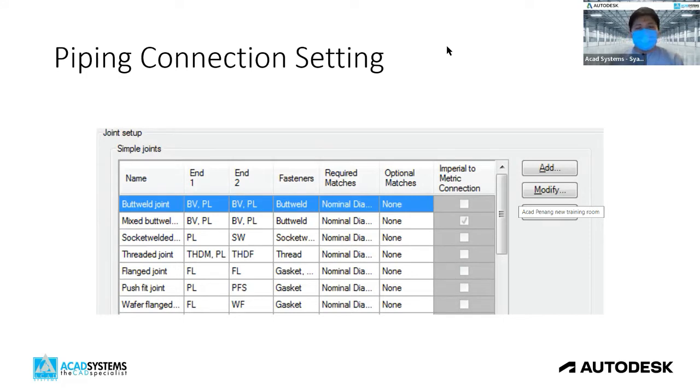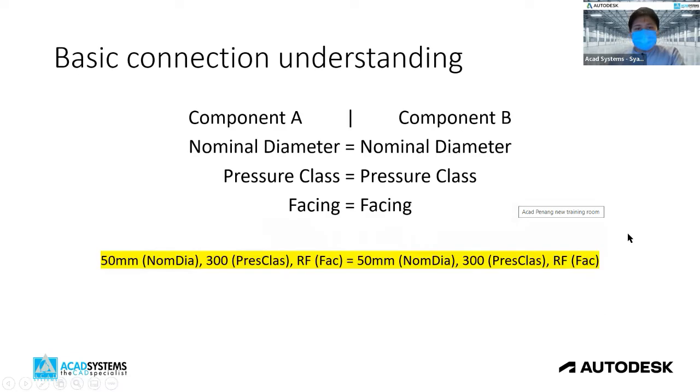For piping connection setting, you need to make some modifications over here. You can change the flange joint. This flange joint requires a few pieces of information, and then it will automatically generate the gasket, flanges, and bolt set. Let me go straight to the software demonstration after this.